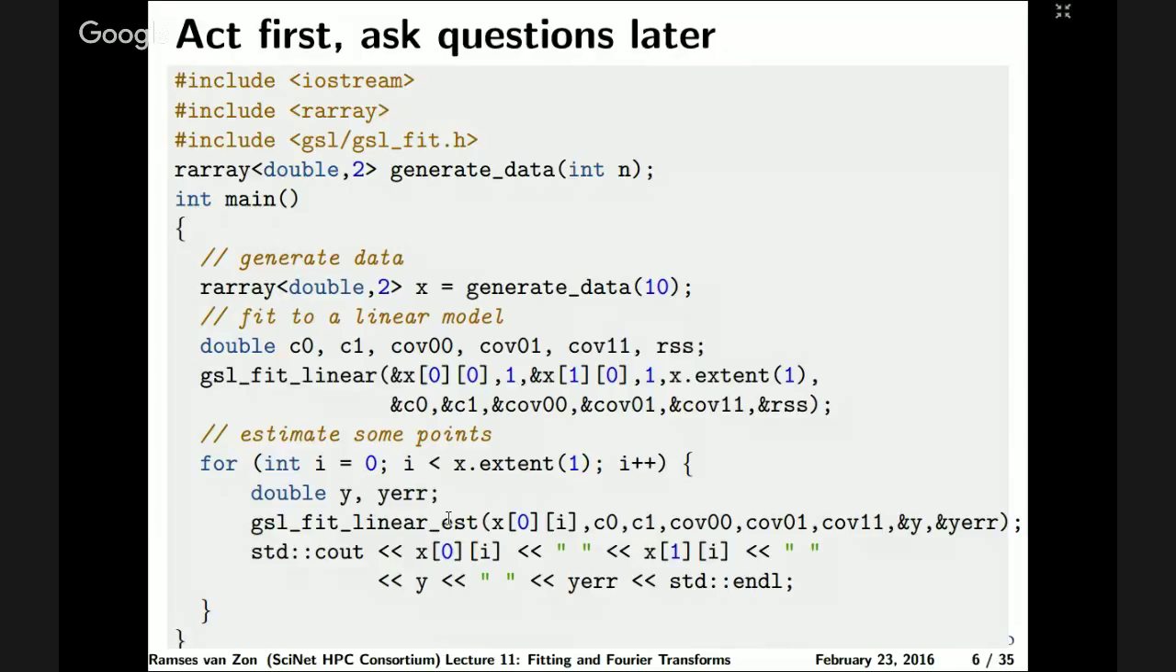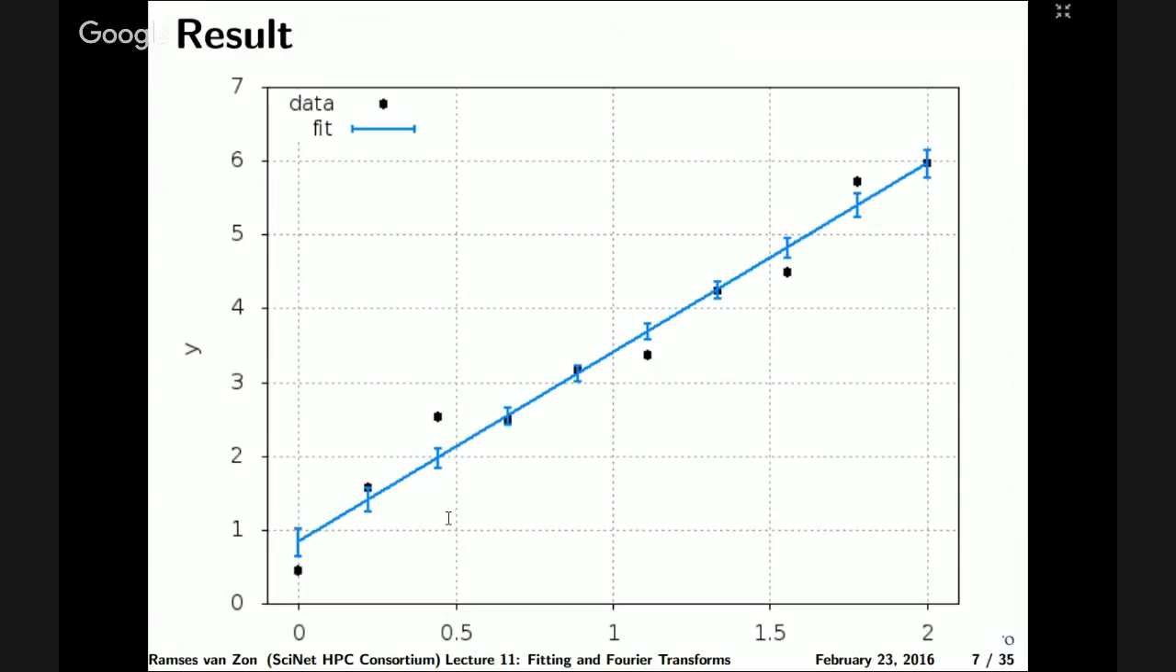So if I do that and I print that out and I use my favorite plotting program, I would get something like this. So the dots are the data. So there's a little bit of noise along a straight line. And then this is the fit. But the fit came with error bars. So we'll have outliers. That's fine. But this is what it gave.